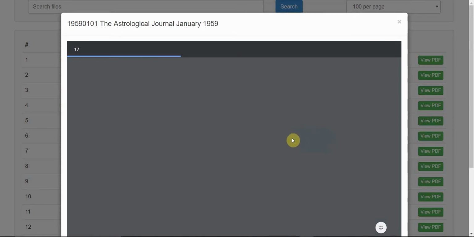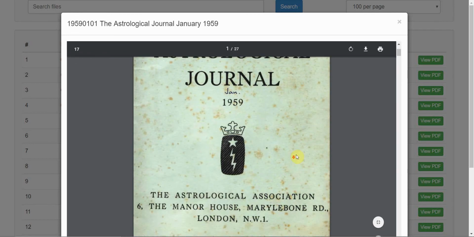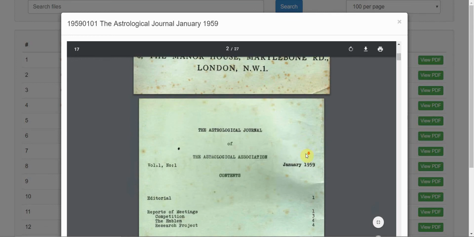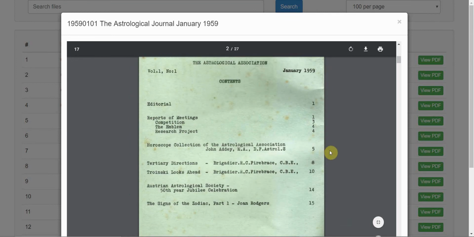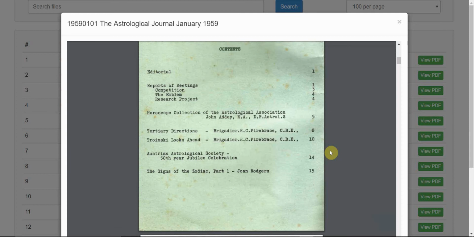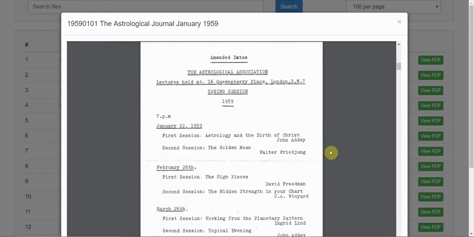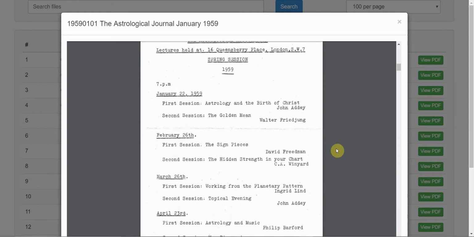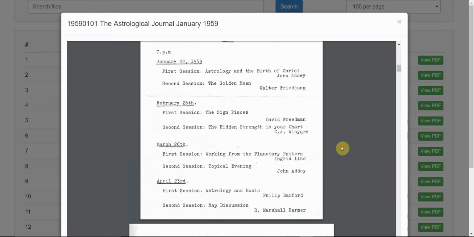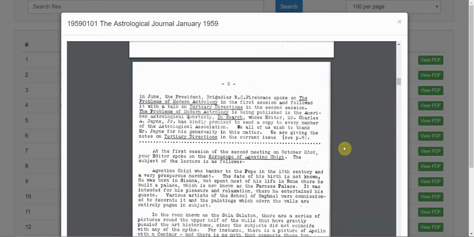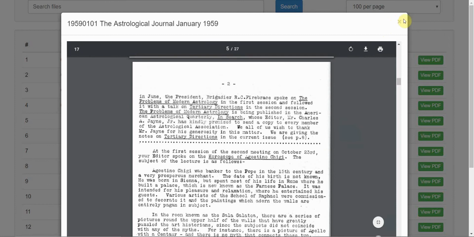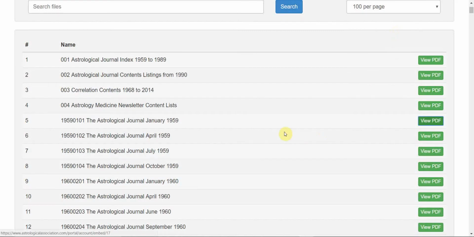The first one is an interesting typewritten A4 journal, which is taking a little time to load. Here it comes. There we go, Astrological Association journal, January 1959. See the articles here by John Addey, Brigadier Firebrace, and Joan Rogers, and the lectures. And interesting to see what lectures were being held in 1959 in London, and an editorial and so on. So that's a fascinating archive to see how the Astrological Association started.